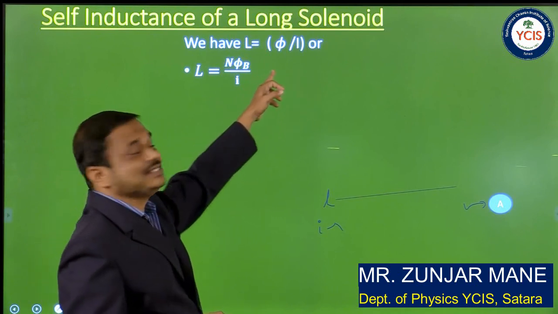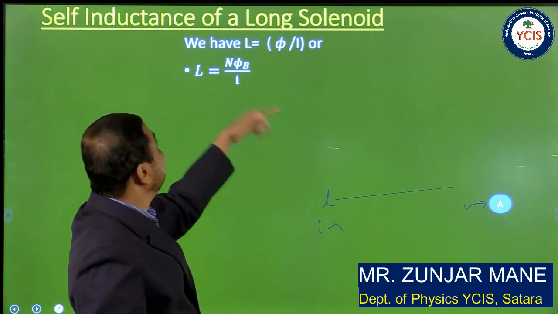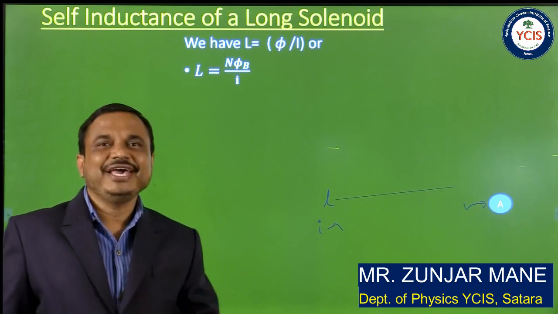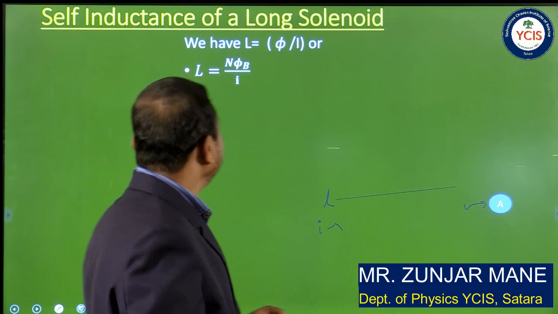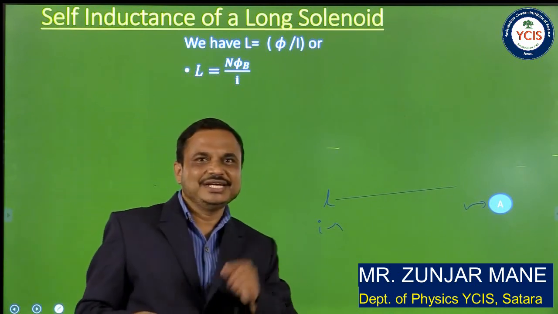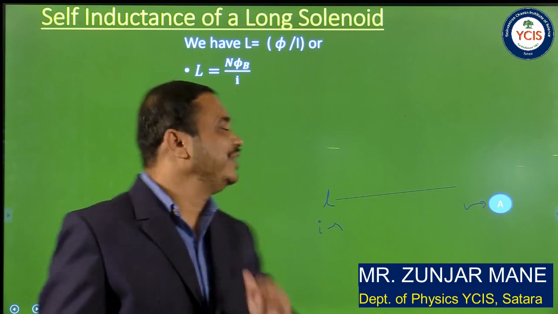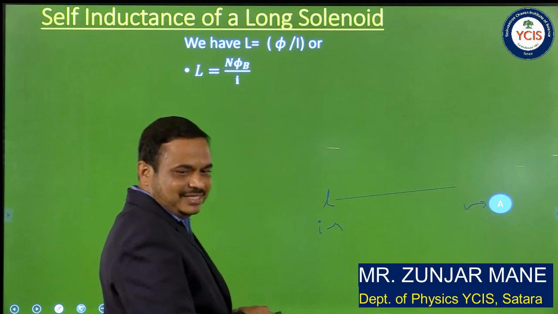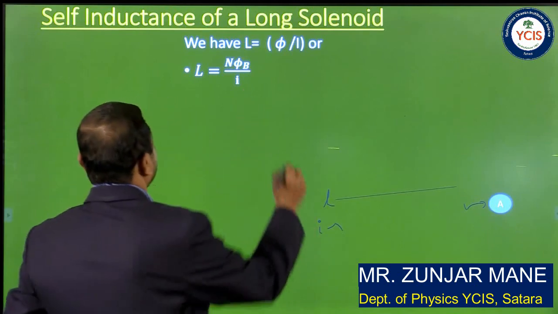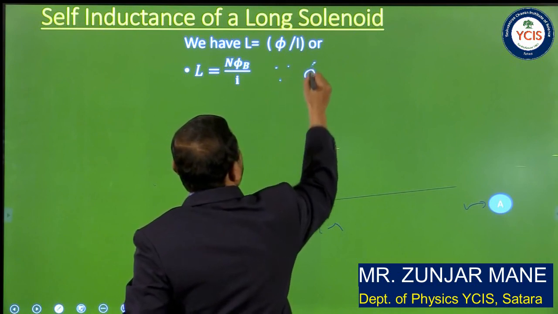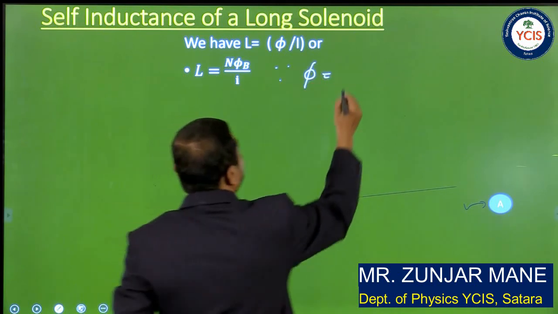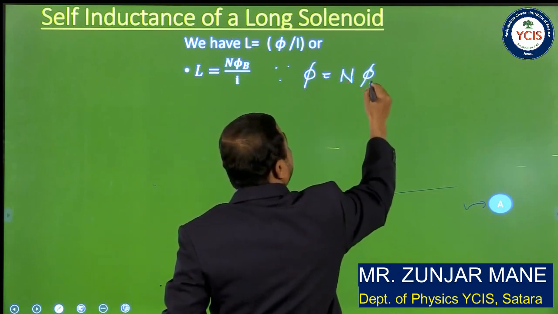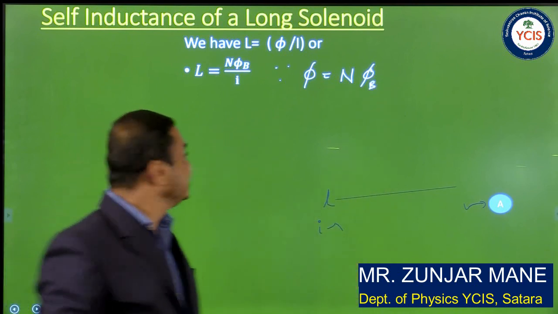Phi is the magnetic flux and I is the current flowing through that circuit. Then self inductance is given by the equation L equal to phi upon I. Suppose the solenoid has a number of turns N, and the magnetic flux associated with a single turn of that solenoid is phi B, then we have L equal to N phi B upon I, since phi equal to N into phi B. So phi is the total flux associated with the solenoid, if N is the number of turns, and phi B the magnetic flux associated with a single turn of that solenoid.